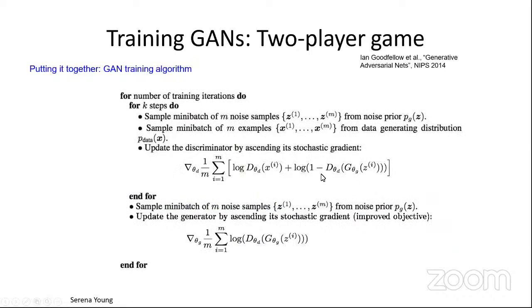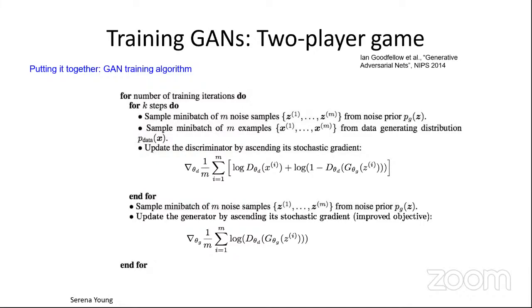Okay. So putting everything together, this is the GAN training algorithm as taken from the original paper. For the number of training iterations, we sample m noise samples. That means we will create m images from the generator. We sample m examples from the data generating distribution. That means very simply, we take m training examples. We update the discriminator by ascending its stochastic gradient like this. So all the training steps that I have discussed earlier are summarized through this adjustment of the weights and biases of the two neural networks.